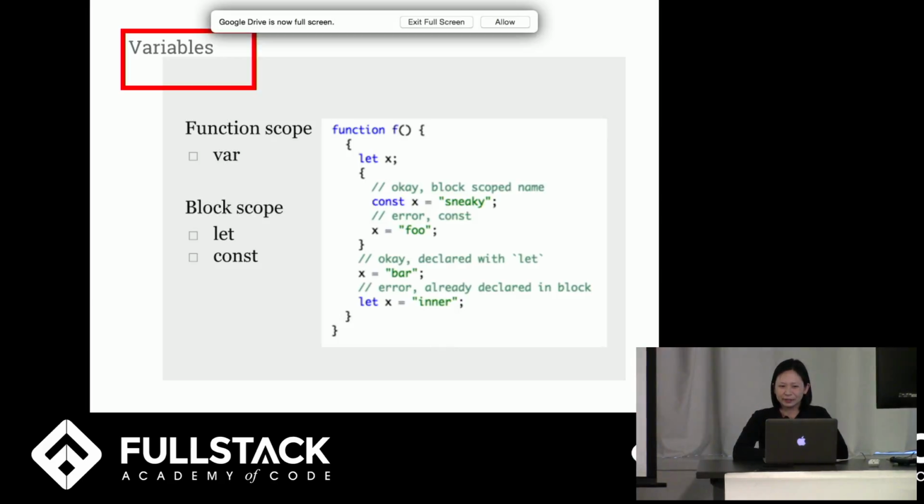Okay. Now, variables, this is something that we've heard about recently. In ES5, the var type of variables had a functional scope. In ES6, they created two new types of variables called let and const. And these have block scope. So here's just a quick example. So let's say they created an X up here. Inside this new block, it's actually okay to reuse the name X because it's in a different block. But out here, if you try to use the X again, it'll throw an error because it's already declared in the same block.